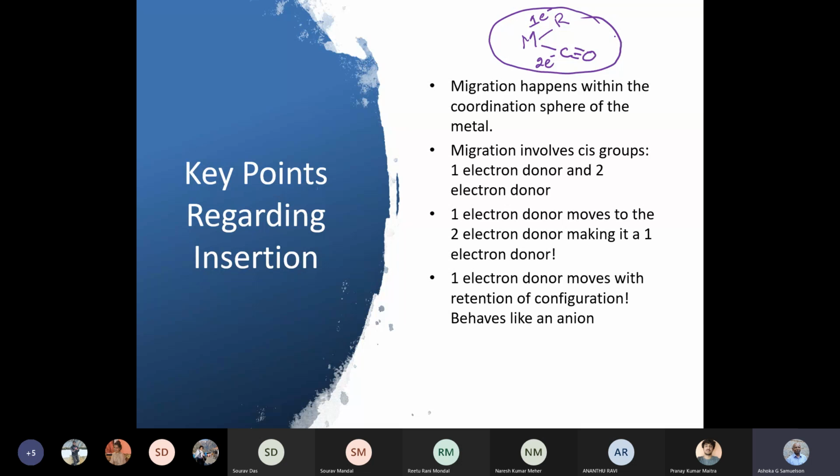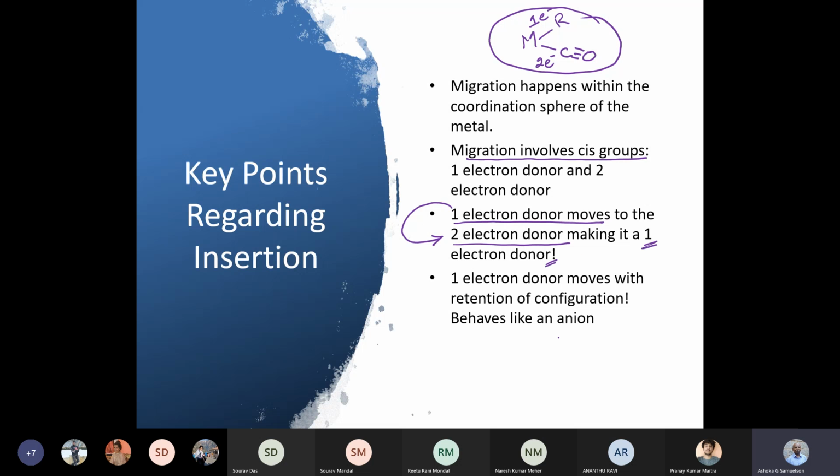To recap what we discussed in the last class: the migration involves two cis groups. It involves the movement of a cis 1-electron donor to the 2-electron donor. From the 1-electron donor attached to the metal, the R group moves to the 2-electron donor attached to the metal. As a result, this 2-electron donor becomes a 1-electron donor.